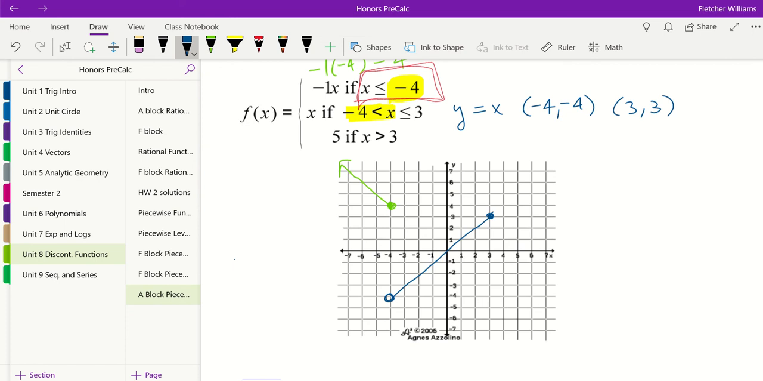Parker, do you know what the last piece looks like? It's just a straight line going across at y equals 5. Yep, exactly. A straight line at y equals 5, starting when x equals 3 with an open circle. Just a constant function.